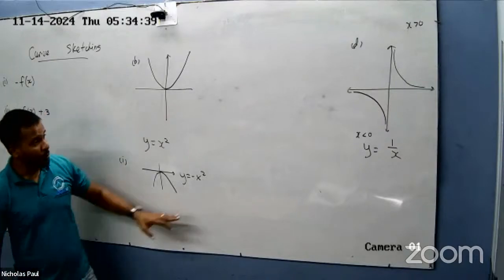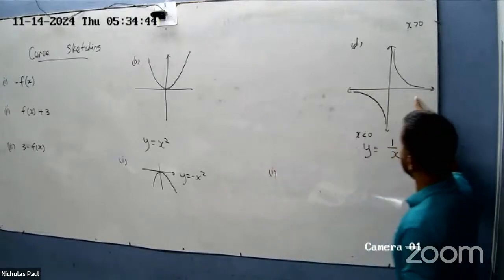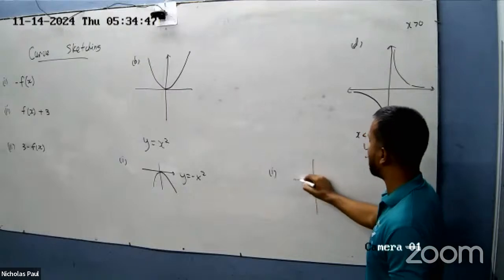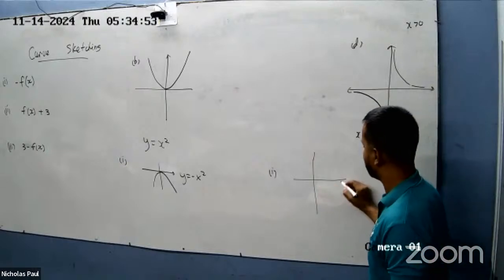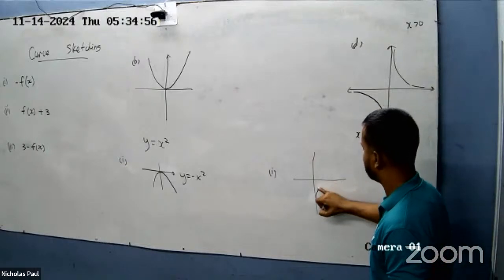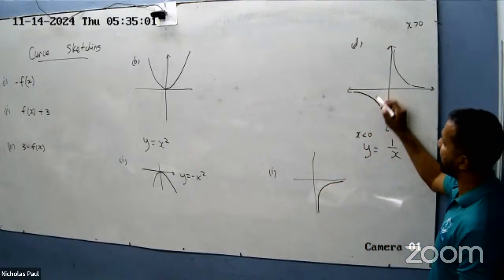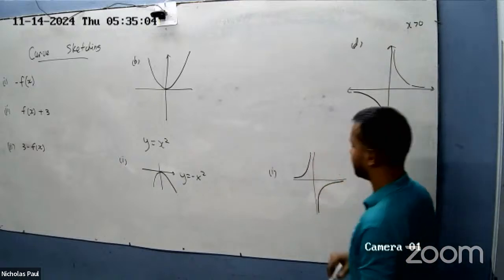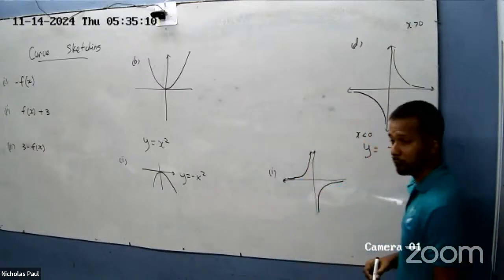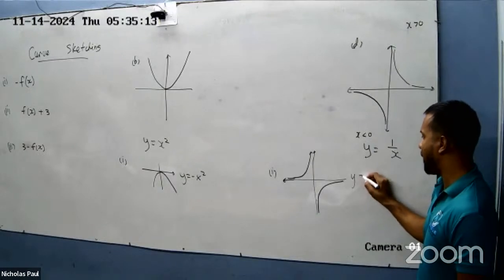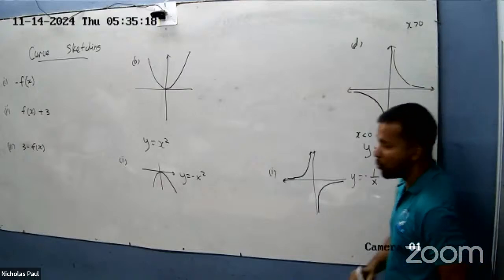All okay with that? What about here? If I reflect this curve in the x-axis, what would I get? I'll get here. And if I reflect this in the x-axis, I'll get it here. Okay with that? So this is the graph of y equals minus 1 over x. You okay with that? What about 2?